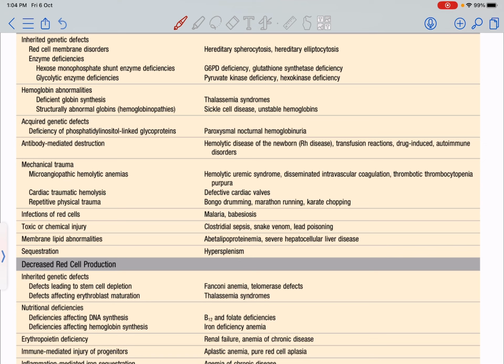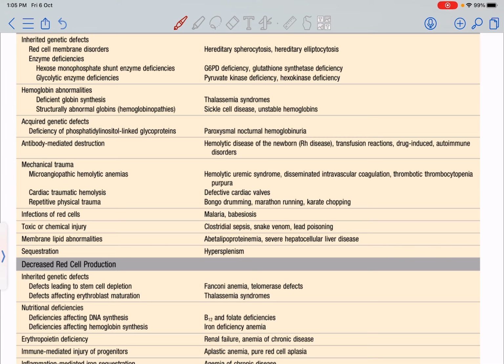So in sickle cell we have this point mutation. In thalassemia there is not enough production of a particular chain, alpha or beta, right? Acquired genetic defects: deficiency of phosphatidylinositol-linked glycoproteins. We see this acquired genetic defect in case of paroxysmal nocturnal hemoglobinuria. We will see each of these in detail.